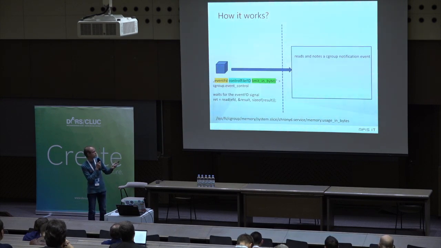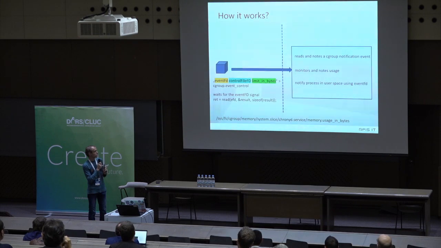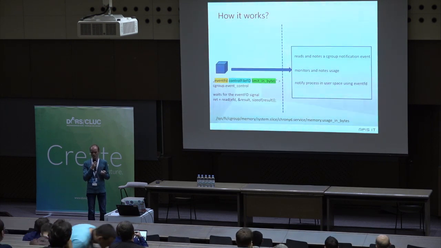So the left one is waiting, and the kernel is monitoring and noting the usage, and when the threshold has been passed, it's notifying the process in the user space using the event file descriptor. And actually, the event file descriptor is a really nice way for inter-process communication, and it's much faster than the commonly used pipelines.